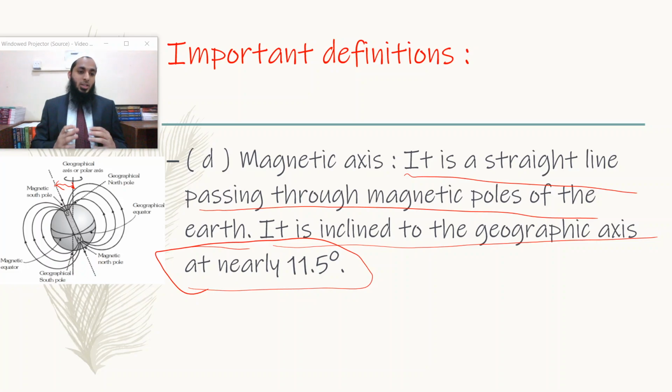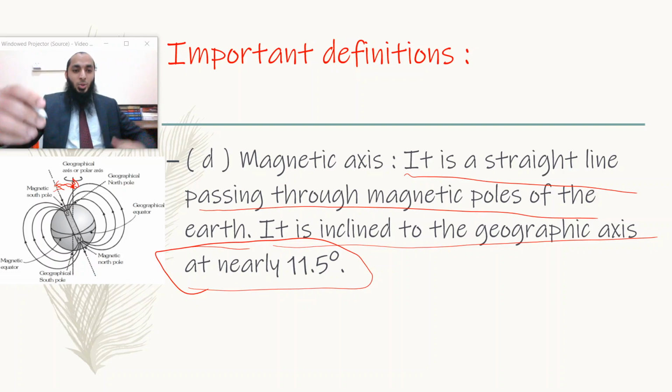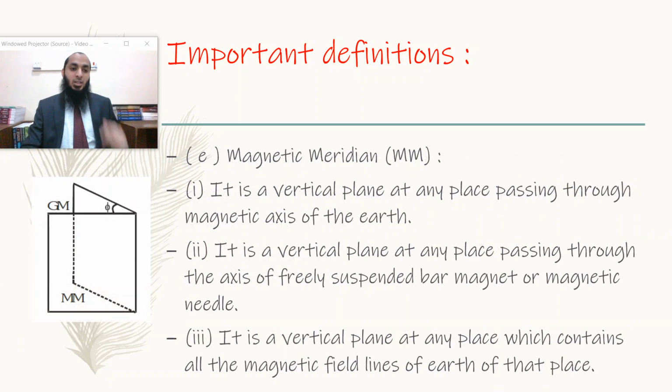Now let's continue. 11.5 is almost the angle made by the magnetic axis with the geographic axis, and that is what is shown here. It's a bit hard to write on the screen. I'm using a laptop for this purpose, and if I had been using a tablet, it would have been easier. Next time I will use a tablet. Now let's continue.